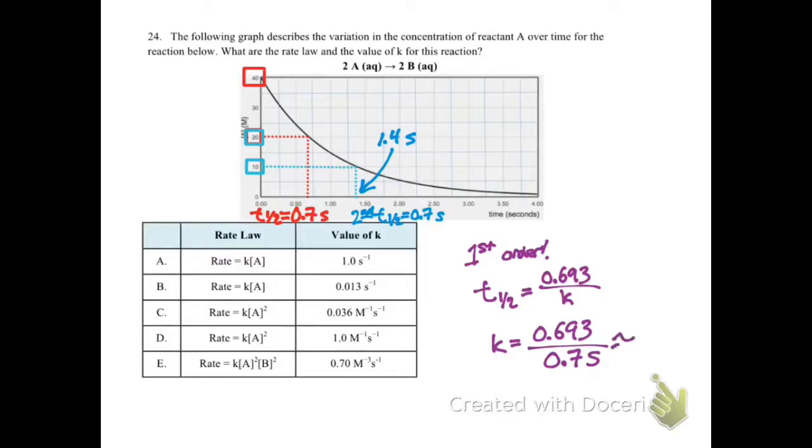And this is going to be about equal to 1.0 seconds to the negative 1. And we are done. So this is a first order reaction. So rate is equal to k times A to the first, and the value of the rate constant is 1 second to the negative 1. So the answer is A.